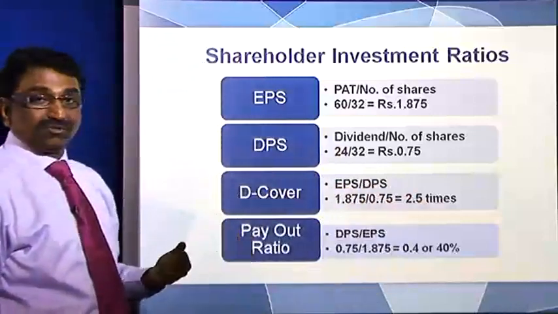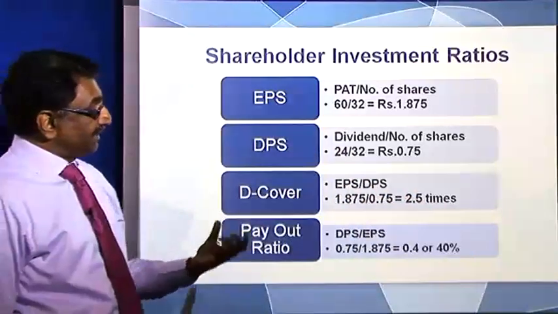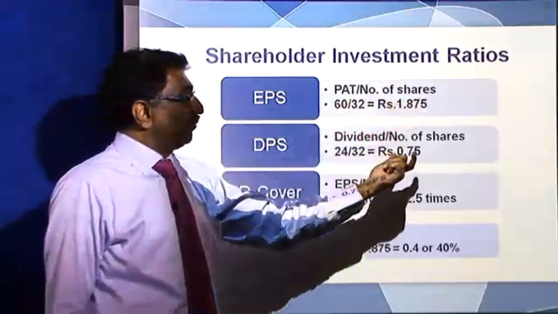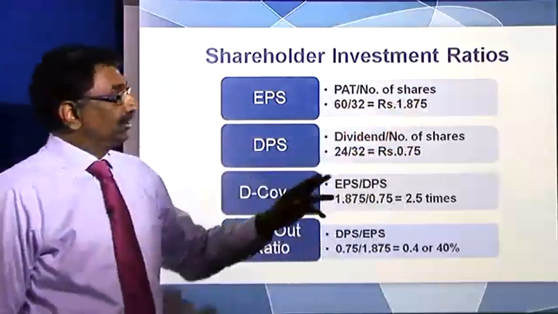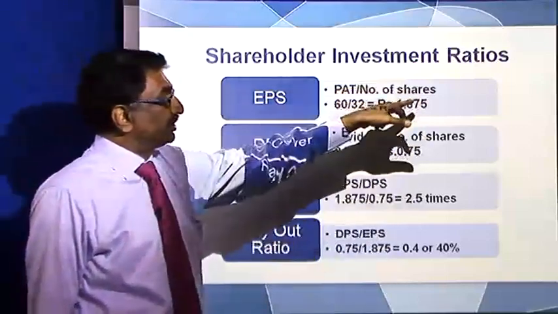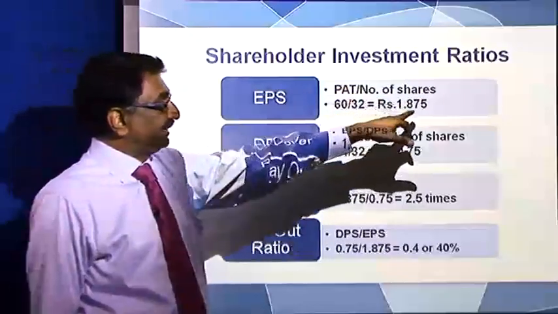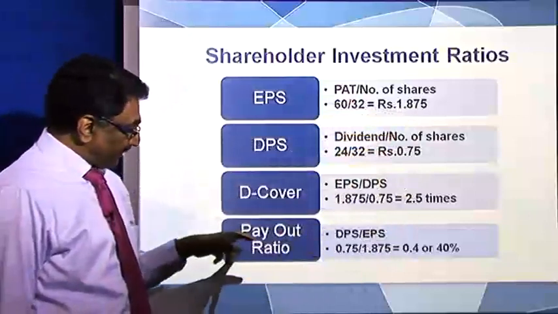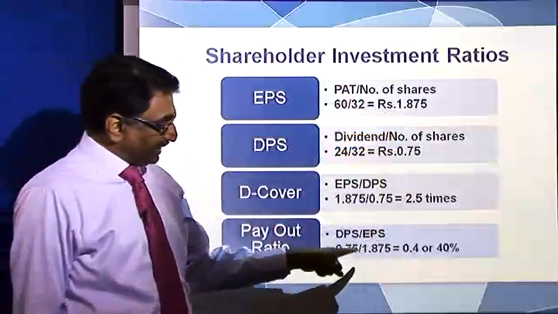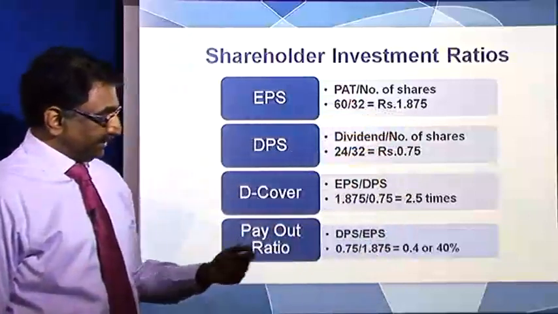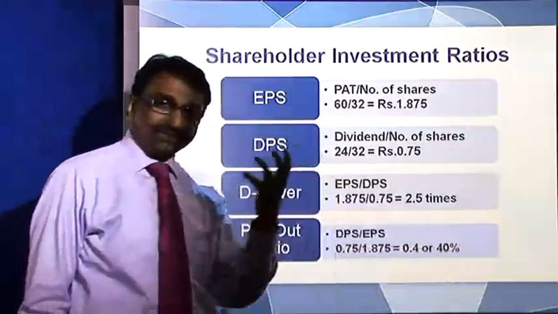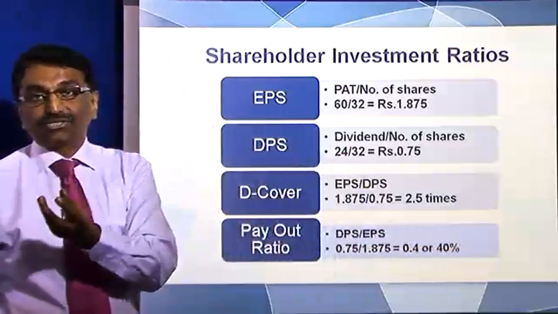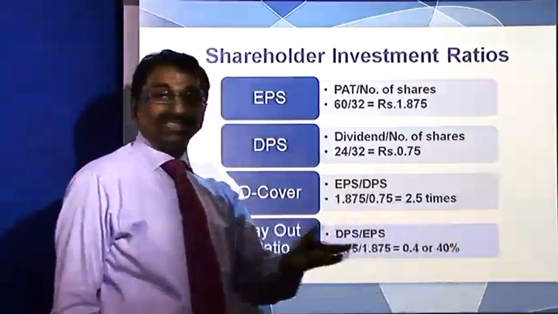The other is what is known as payout ratio, which is, out of the total earnings of 1.875, 0.75 has been paid out. So total earnings that belong to the shareholder on a per share basis is 1.875, of which in cash 0.75 is paid out. That is called the payout ratio. So 0.75 divided by 1.875 tells you 0.4 or 40% of the total earnings in that year which belong to the shareholder has been paid out in the form of cash.